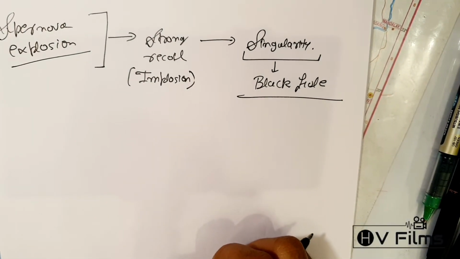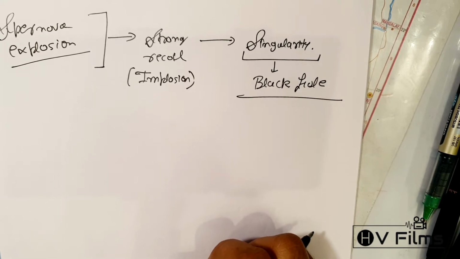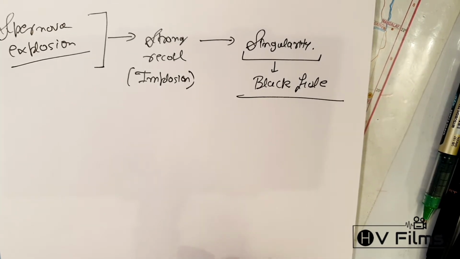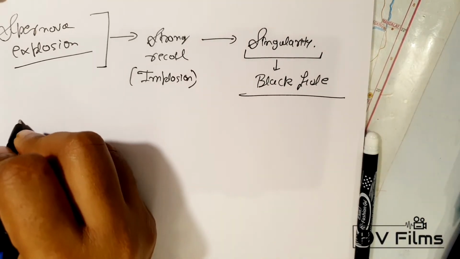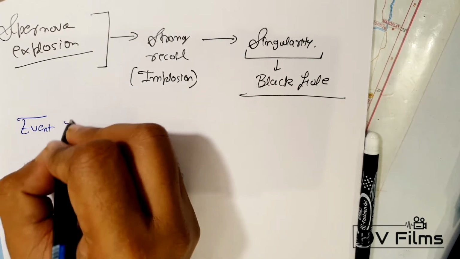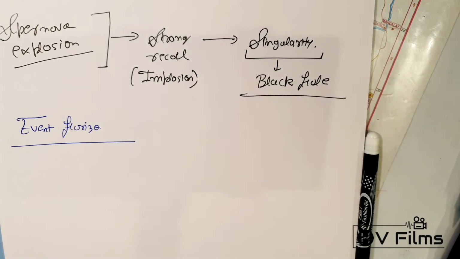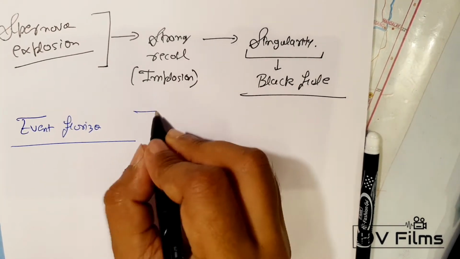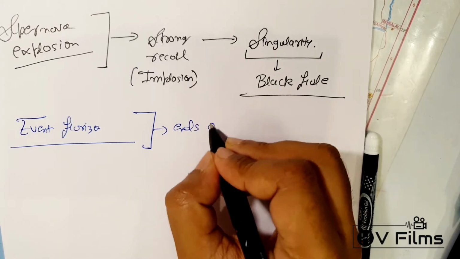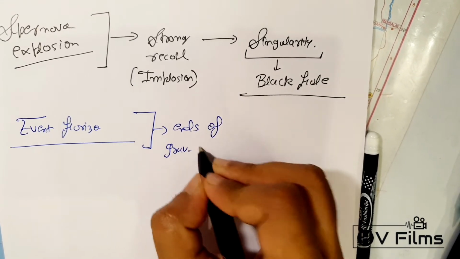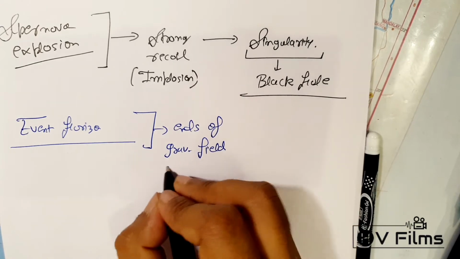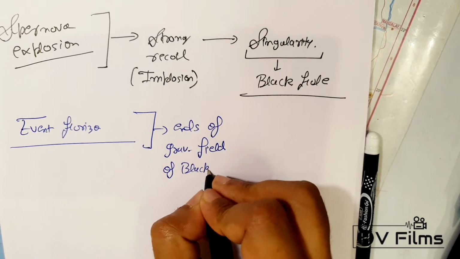Now the dimensions of the black hole are still not clear to us because so much matter is compacted into a point. So it has the most intense gravitational field, and the end of the gravitational field of the black hole is what we call the event horizon. So here's another word that you need to remember: the event horizon. The event horizon is the end of the gravitational field of the black hole.